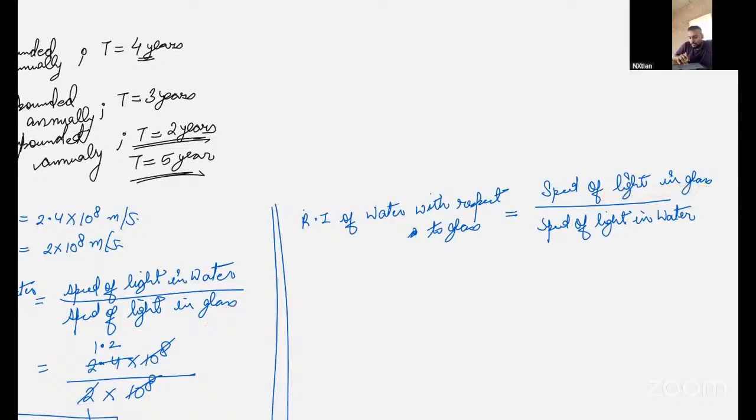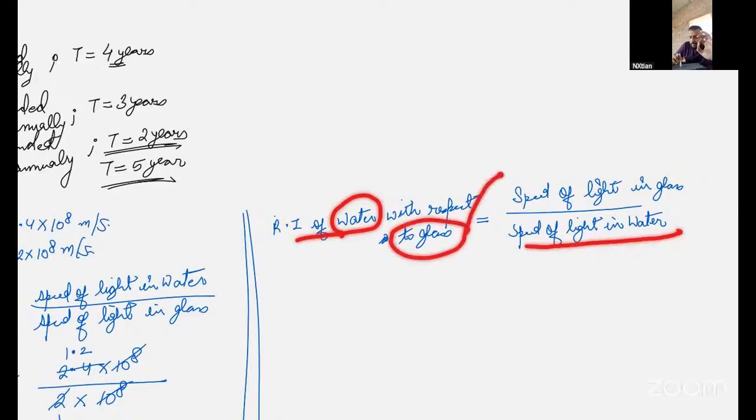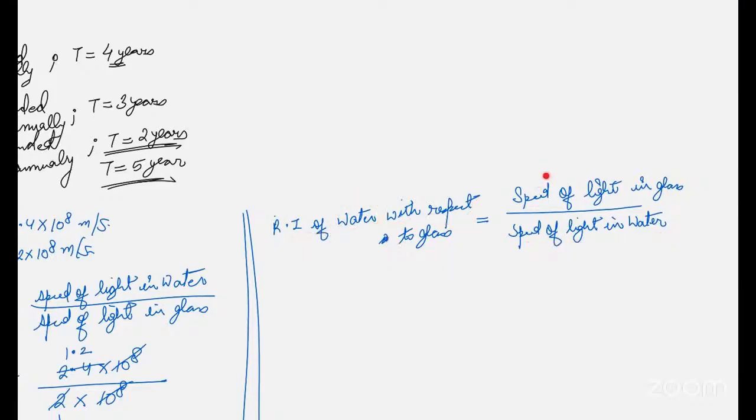So basically, the concept behind that is if they are asking for the water, the speed of light in water will come in the denominator, and the one with respect to, the glass part, will come in the numerator. So refractive index of water means speed of light in water in the denominator, and with respect to glass, speed of light in glass will come in the numerator. You got it now? I got it, sir.